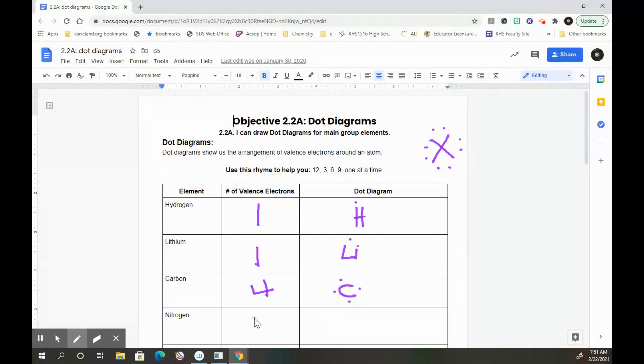Next up, we have nitrogen. Nitrogen is in group 5a, which means it has 5 valence electrons. So draw the symbol, draw the N. So you will start 1, 2, 3, 4, 1 on each side. And then you need 1 more. So add a second dot on top there. And that's what nitrogen should look like.